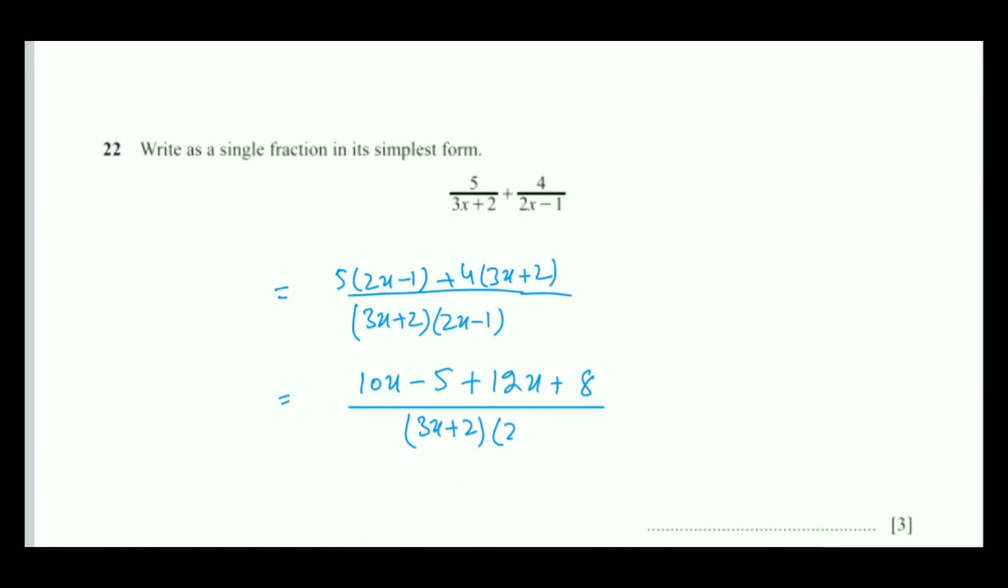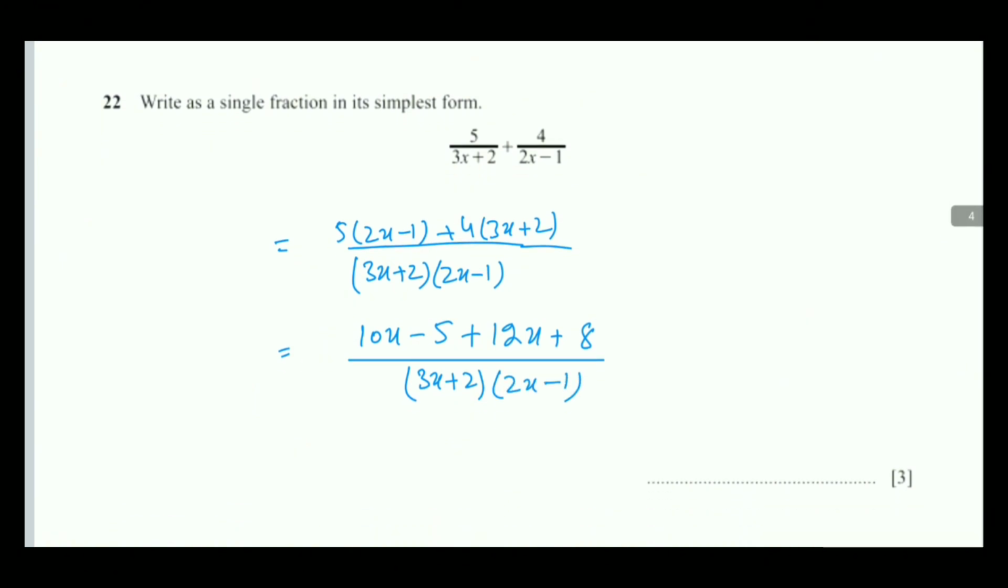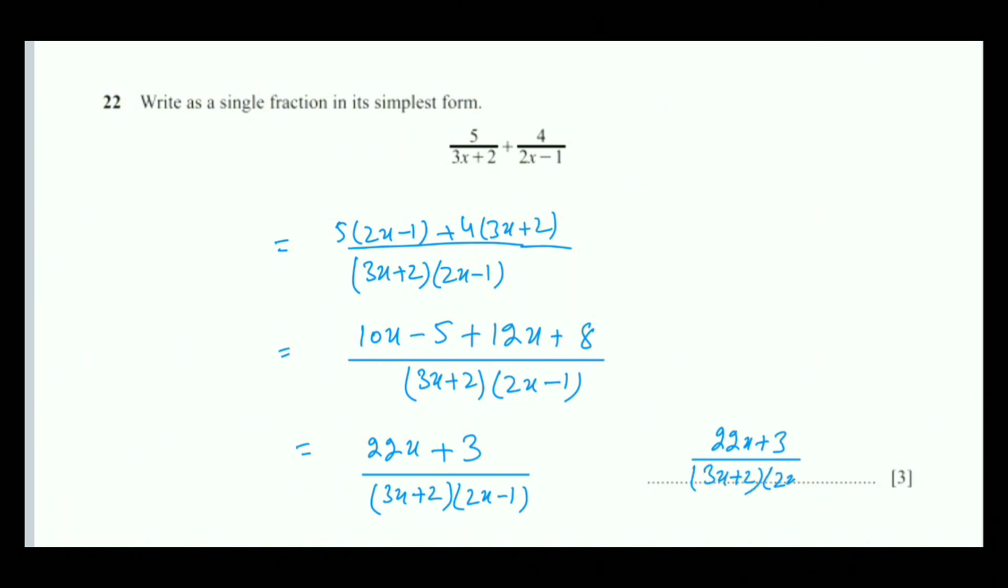Keep these brackets as they are. No need to solve these brackets in this question. You just have to simplify the numerator. So 10x plus 12x is 22x, plus 8 minus 5 is 3, over 3x plus 2 into 2x minus 1. So 22x plus 3 over 3x plus 2 and 2x minus 1. That will be the final answer of this question. You can see this is the simplest form, and it is a single fraction.